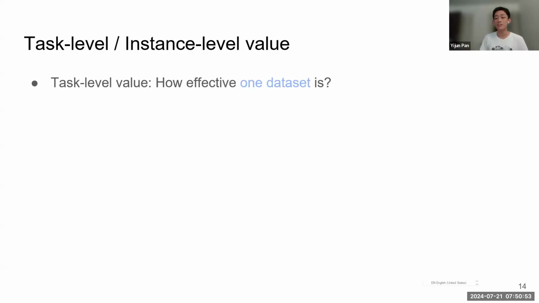One question we might face in this situation is, how do we determine how effective one dataset is? For example, if the figure generation is much more important than the VQA task, then intuitively we should sample more from the first dataset. They also used a task level value to measure this, and it is defined as the average norm of gradients.